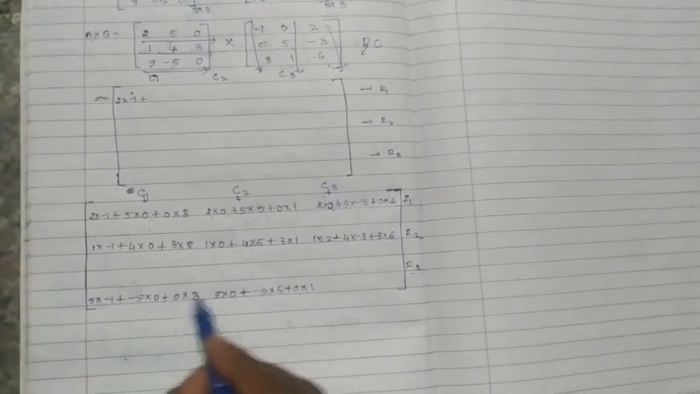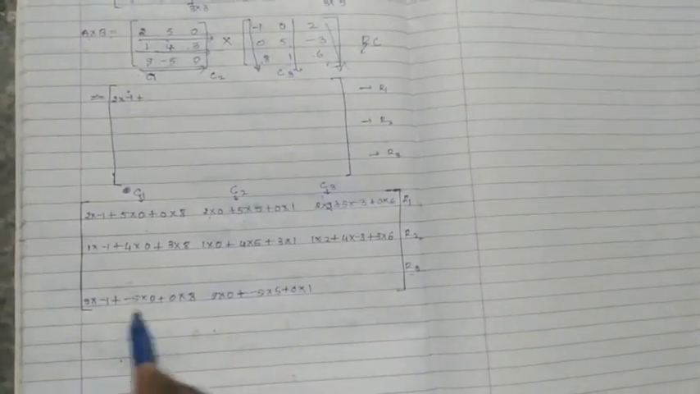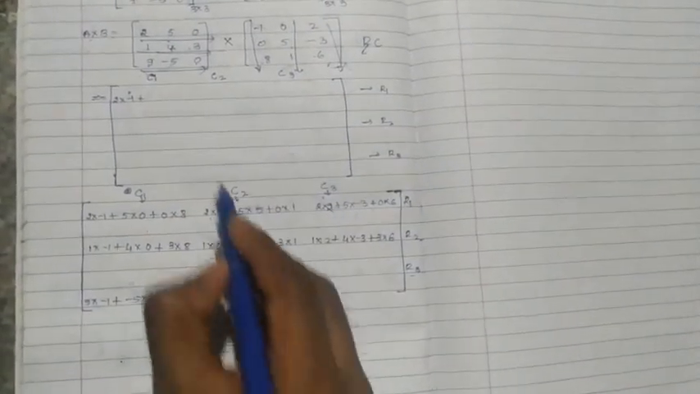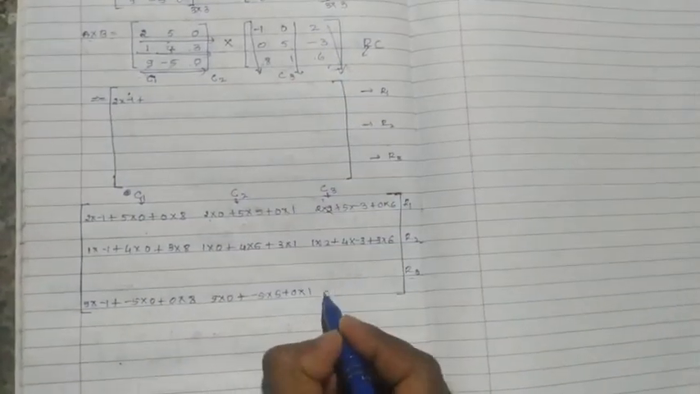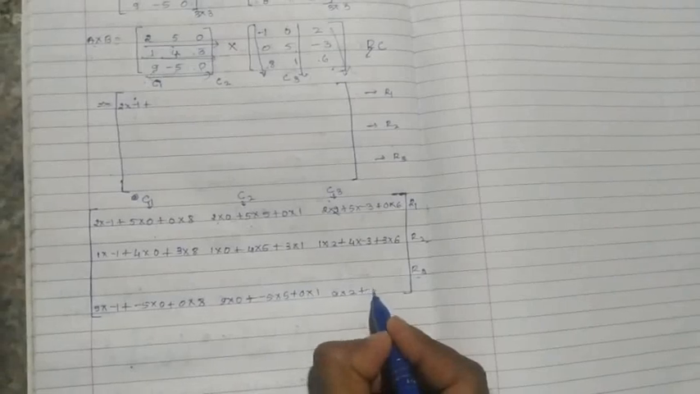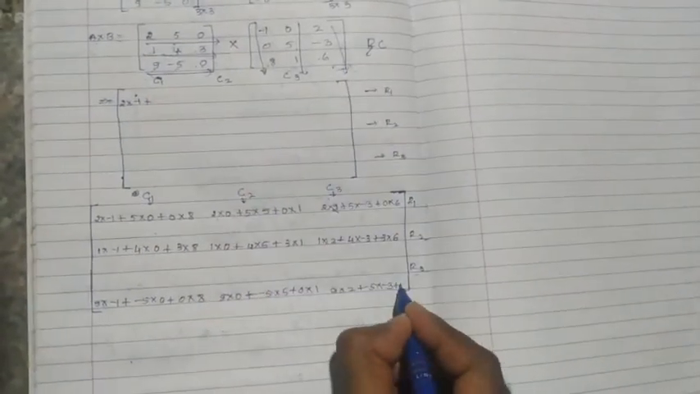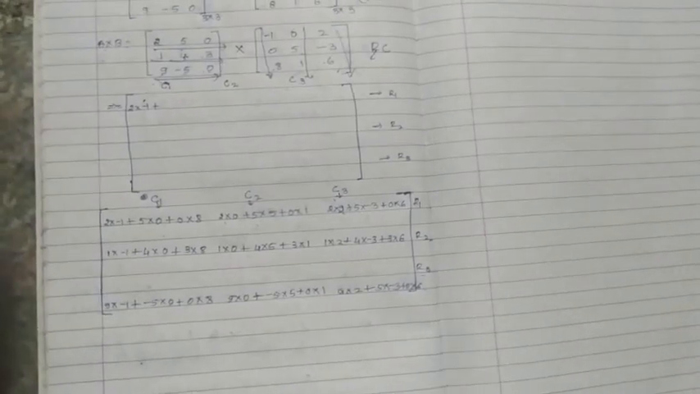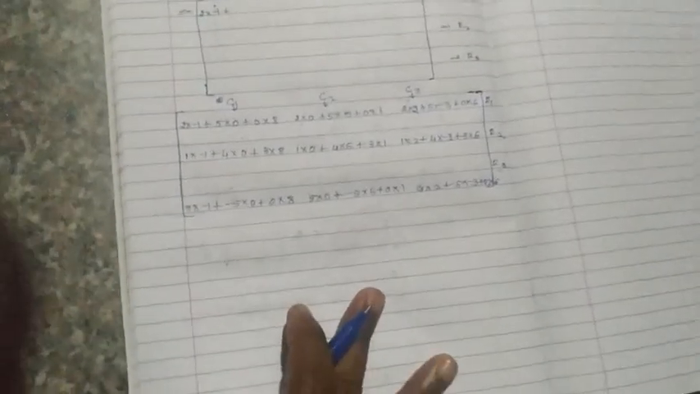The second row, second column is over. So look here, third row, second column entries are there, and third row, third column entries are there. 9 into 2, plus minus 5 into minus 3, plus 0 into 6. So this is how we have done the 3 into 3. The next one is the calculation.